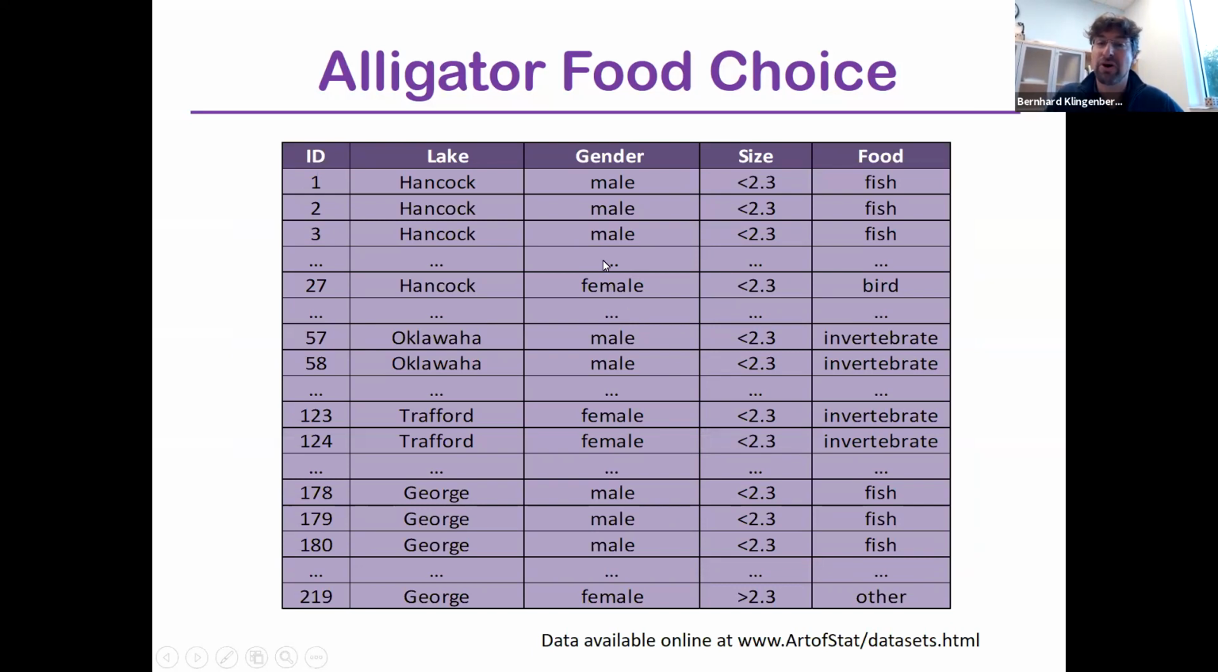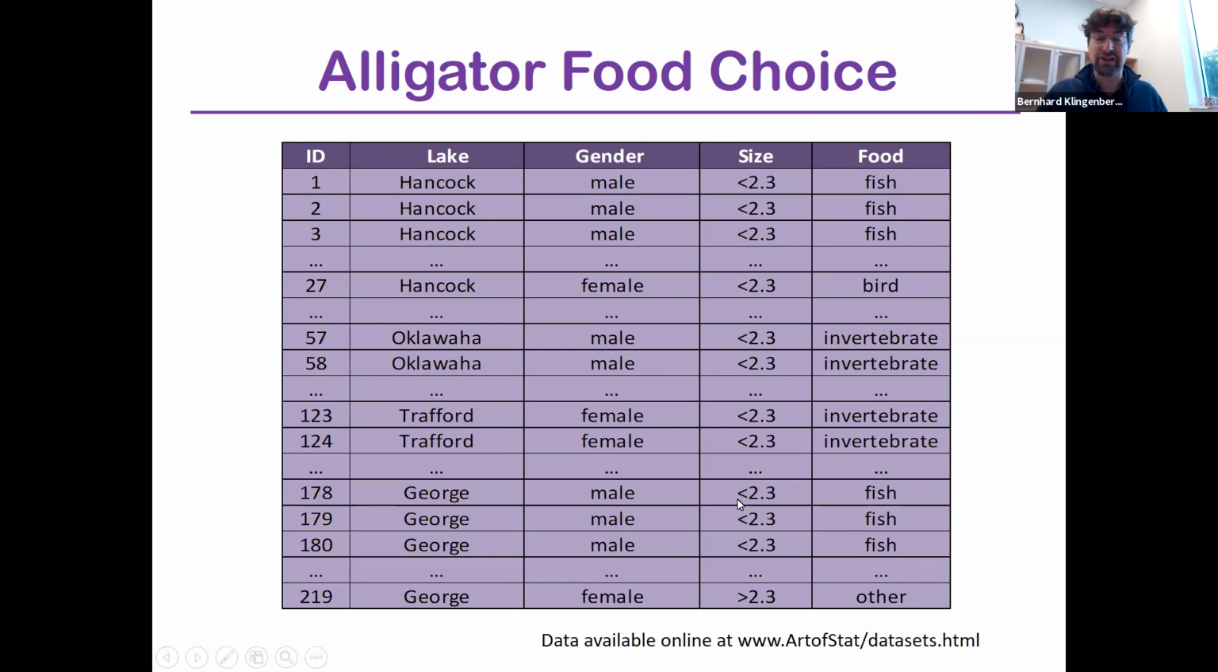This is about the primary food choice of alligators. They were caught in various lakes, which you see here in the data set. I think there are 4 or 5 lakes. Those are lakes in Florida, by the way. Their gender was determined, and their size, here just binary, less than 2.3 meters or bigger than 2.3 meters. And then this is the response variable, their primary food choice, which was determined by inspecting what they have eaten. That could be one of several categories: fish, which we'll see is the most common category, or they might eat birds, invertebrates, or even something that's classified as other. And so that's a very basic data set, right?